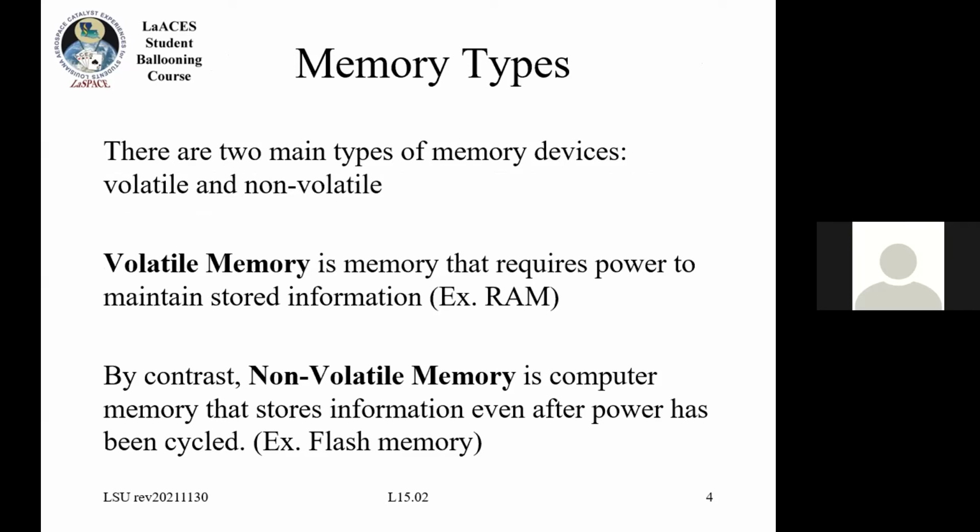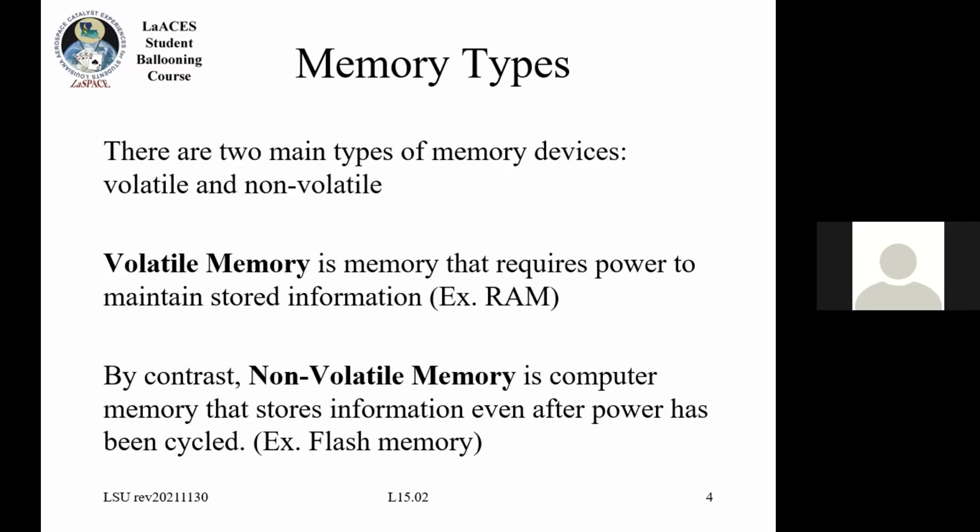So in general, you have two basic types of memory. You have volatile and non-volatile, and basically all that means is, does it keep the values when you turn off the power?